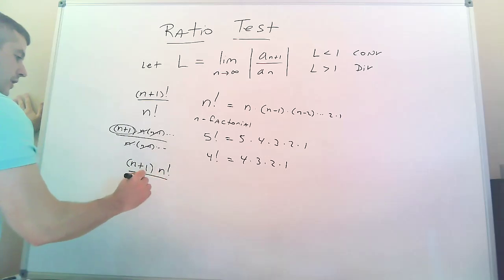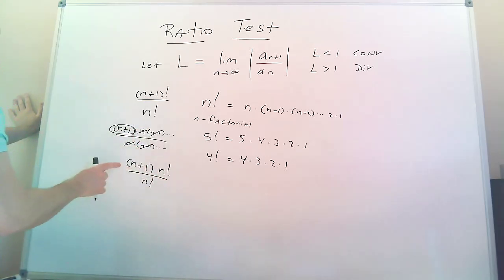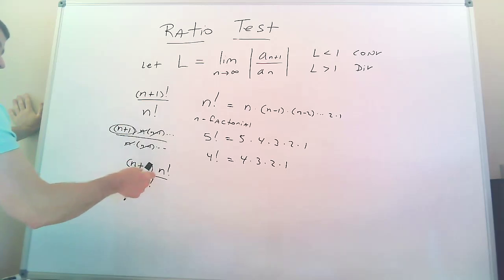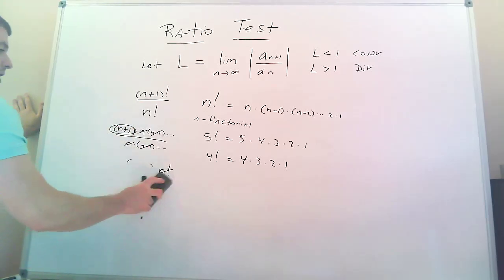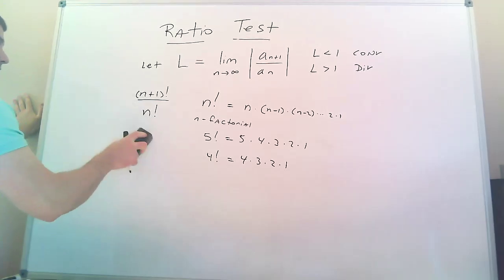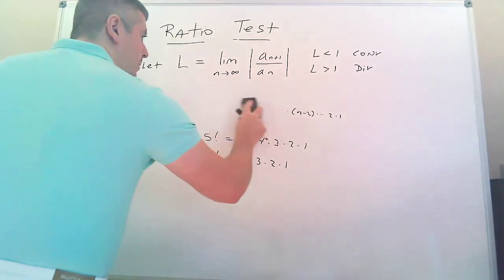So really, you don't even have to write it out like that. You can just say, okay, the very first term is n plus 1, the next one is n factorial, so then you would just cross these out and just get n plus 1. Whatever you want to do. If you want to write them out, this is fine. But this is the type of thing that you'll see in the problem.